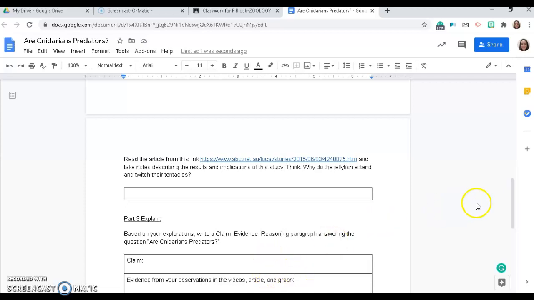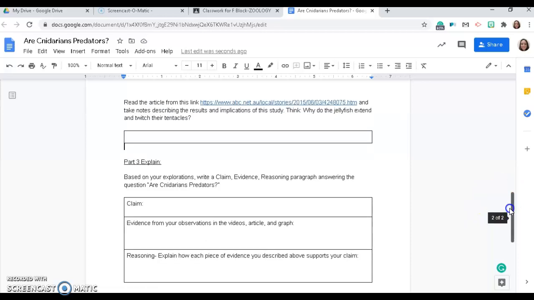Yes or no, your claim. You need to include observations from the videos, the article, and the graph, and then the reasoning. So for each piece of evidence you find, you need to explain how that proves that cnidarians are or are not predators. So this is the toughest part, but you gotta explain why twitching the tentacles makes it a predator or not a predator, or how some of the behaviors that you observed in the anemone show that it's a predator.